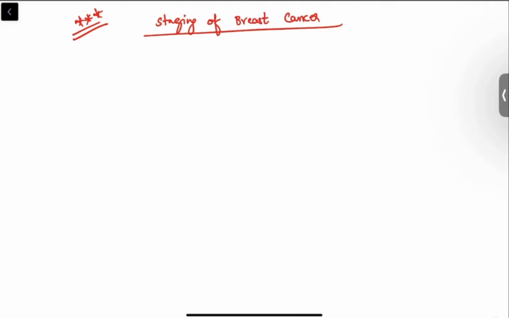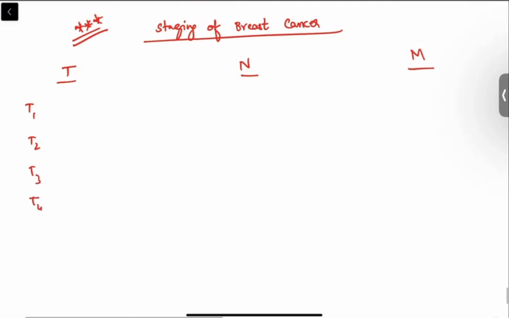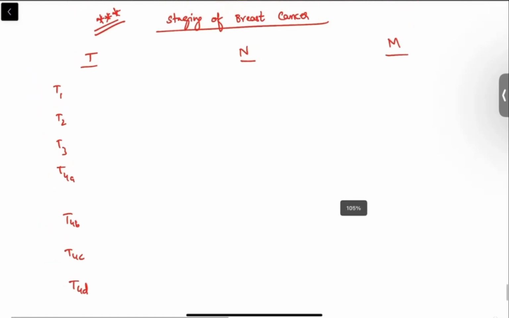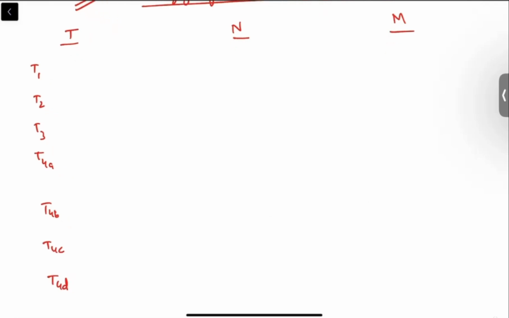Yeah, so just like any other tumors, staging of breast cancer depends on T, N and M staging, that is tumor, lymph node and metastasis. So T is divided as T1, T2, T3, T4A, T4B, T4C and T4D. This is most important, hence I have not pasted any picture and am just highlighting it over there. I am trying to take some time and explain this to you.